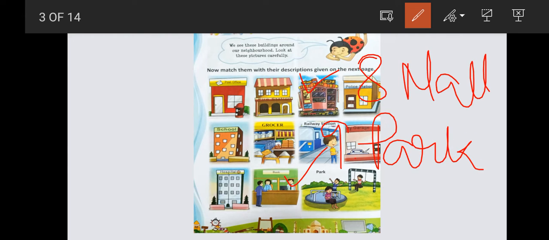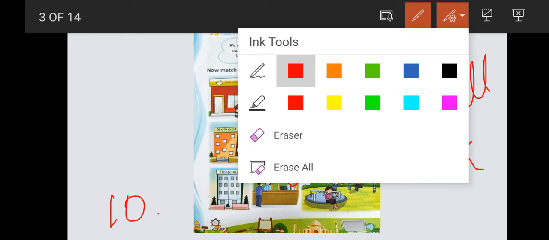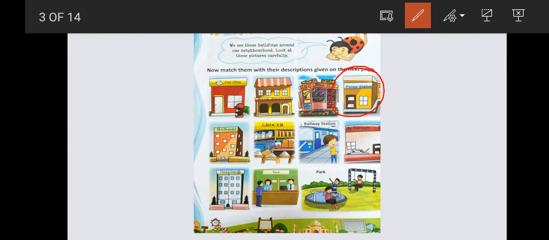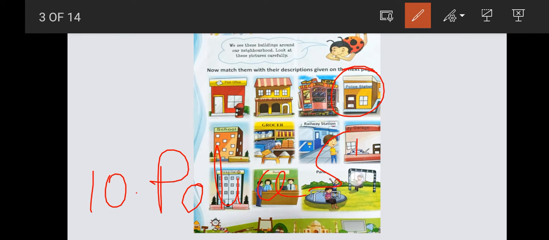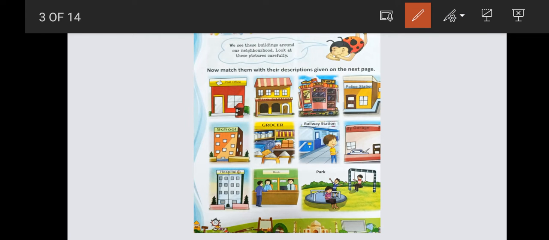Okay. The next one, this is number 10. A place for policemen. Police station. This one is very easy. So, write police station. And where is police station? This one, this picture. This is police station. So write police station. P-O-L-I-C-E, police, S-T-A-T-I-O-N, police station.